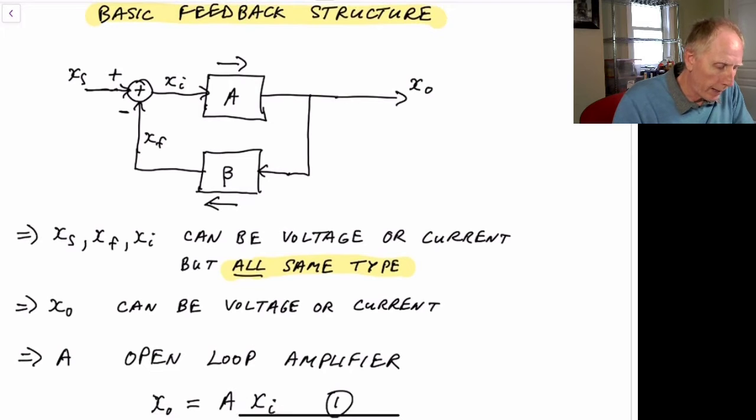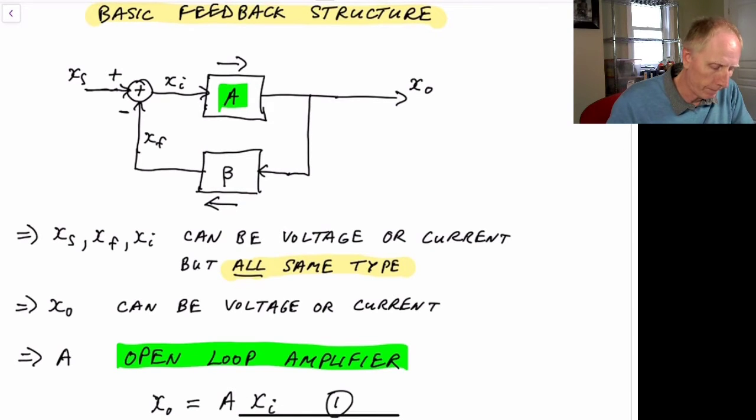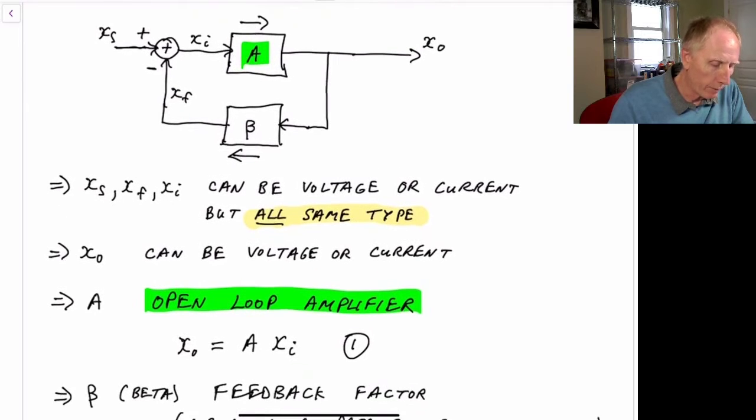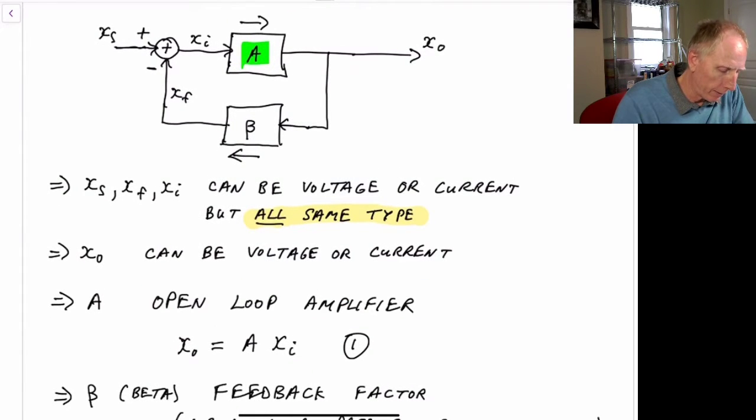We refer to A here as being the open loop amplifier. So from an equation standpoint, we say that X naught will be A times X sub I. So we have our first equation shown here, equation 1.